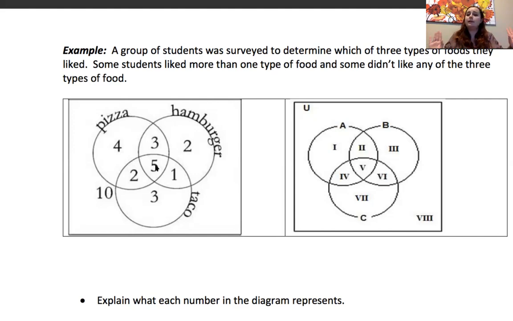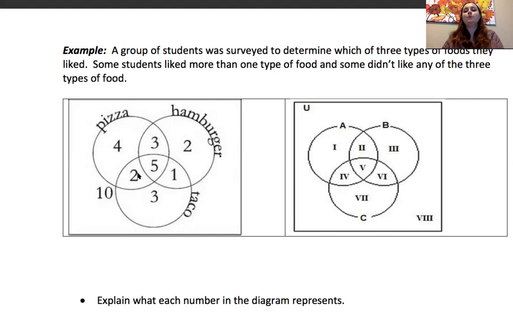Now these 5 like other foods, but that's okay. All I talked about was pizza and hamburger. These 3 people may like something else. They may like chicken. But we're not talking about chicken. We're talking about pizza and hamburger. So these 8 people like those 2 things.